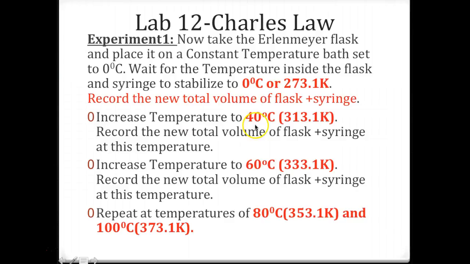Once you make a record of that volume as well as the corresponding temperature, increase the temperature to 40 degrees centigrade, which in Kelvin is 313.1 Kelvin. Now record the new total volume, which should have gone up. Then increase the temperature again to 60 degrees, which is 333.1 K, and record that new volume, which again would go up. Then repeat this process for 80 degrees centigrade, so 353.1 K, and again at 100 degrees centigrade, and record the volumes at both those temperatures.